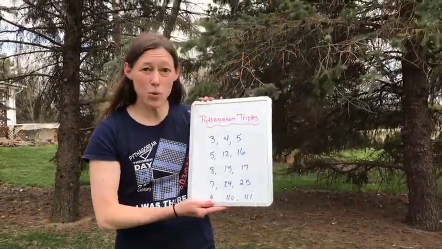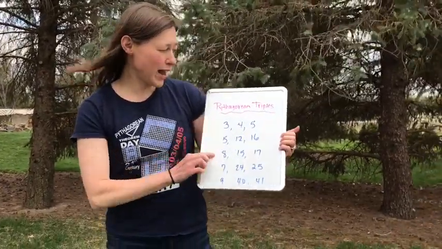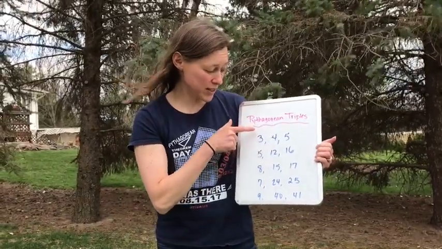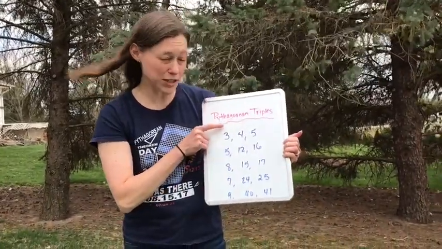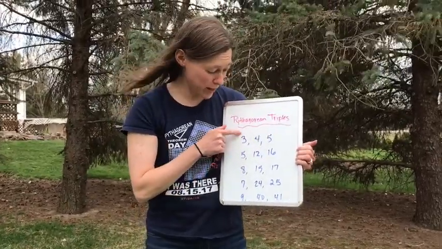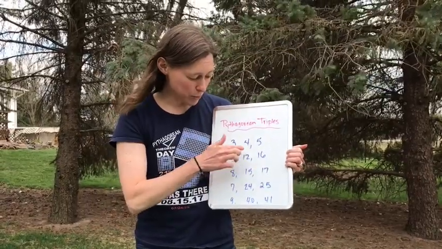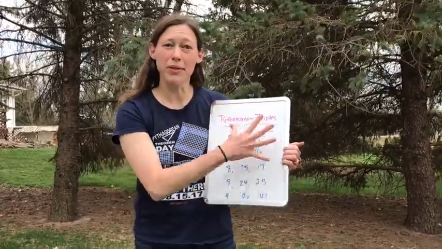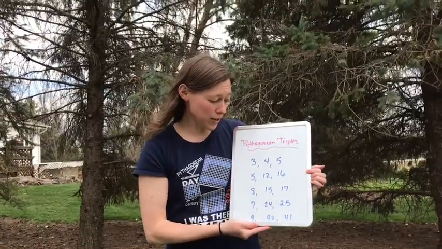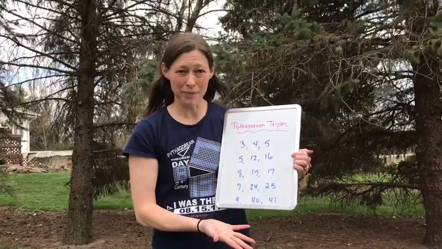We just talked about the Pythagorean theorem, and these are some common Pythagorean triples. Here is our a, our b, and our c, so 3 squared plus 4 squared does in fact equal 5 squared, so 9 plus 16 does equal 25. 5 squared plus 12 squared equals 13 squared. These are called Pythagorean triples. They are numbers that work in the Pythagorean theorem where the numbers are all whole numbers.